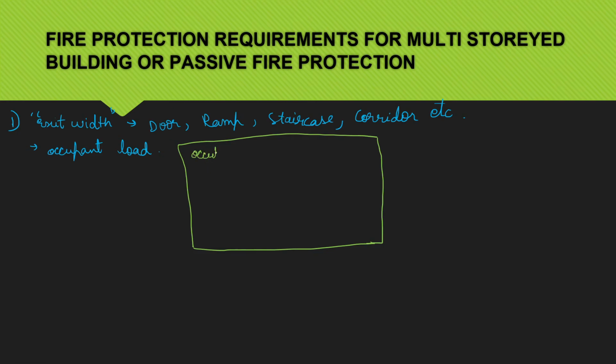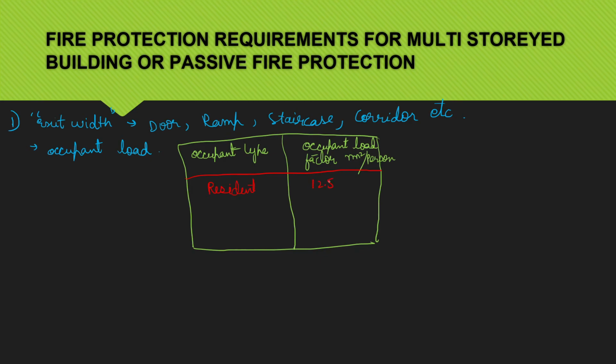Occupant type, occupant load factor in meter square per person. For residential type, you have 12.5 meter square per person as the occupant load factor. For educational building, you have 4.0. For institute or business building, you have 10 as the occupant load factor.